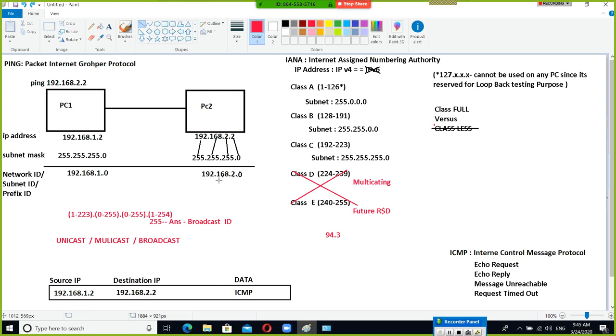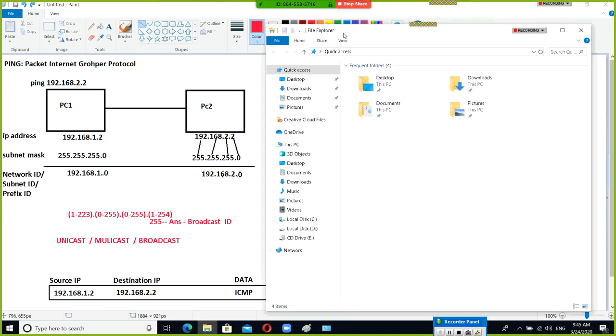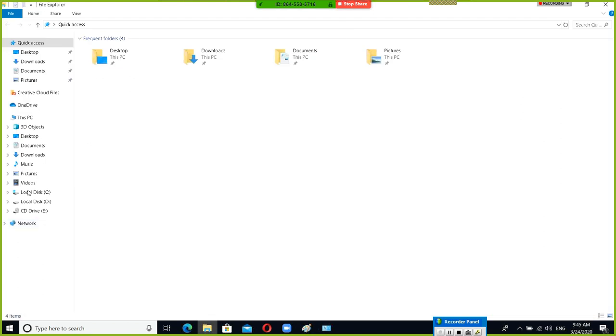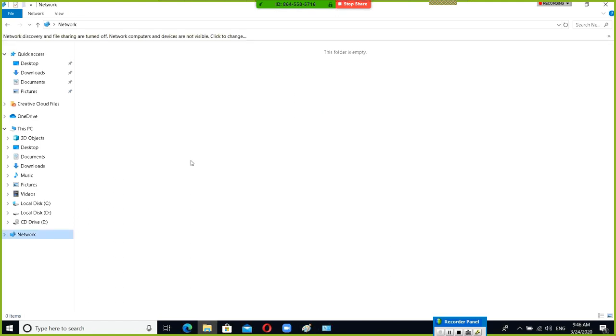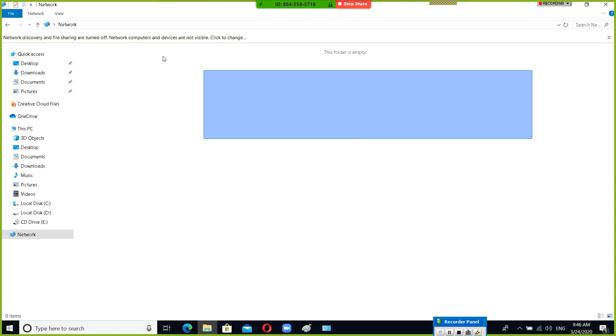So we have talked about multicast, and now what about broadcast? Sometime in your life you must have been inquisitive and gone to the network portion of the computer. Have you ever seen what is there in the network? Absolutely, it shows a list of all the computers. If there are 100 computers in your network, all the 100 computers will show up here.